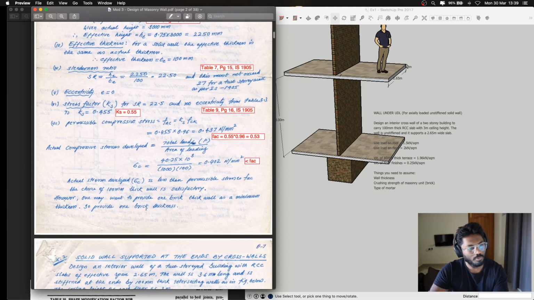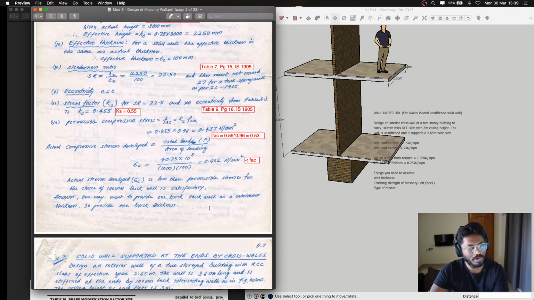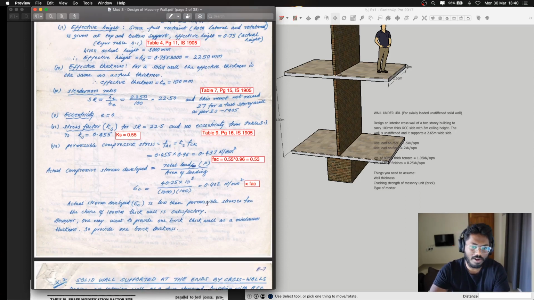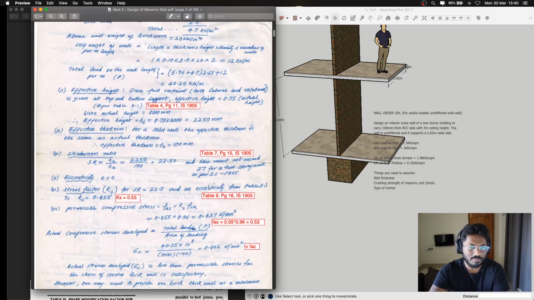Again, however, one may want to provide 1 brick thick wall as a minimum thickness, so provide 1 brick thickness. Yeah, if you want to go for a little adequate safety, yes, you can go for another slightly larger thickness, because the thickness of the brick should be slightly over 1 brick, which will give you a better resistance to other implied loads.